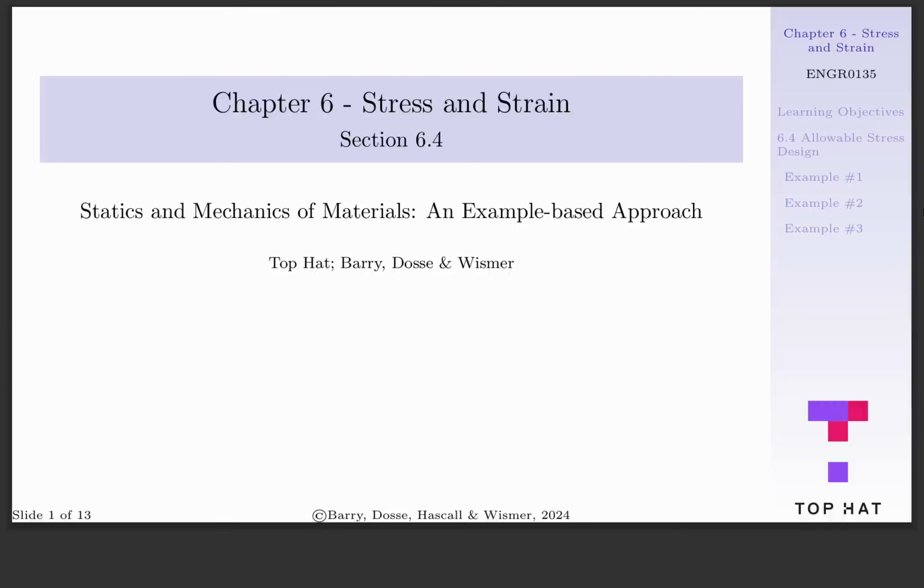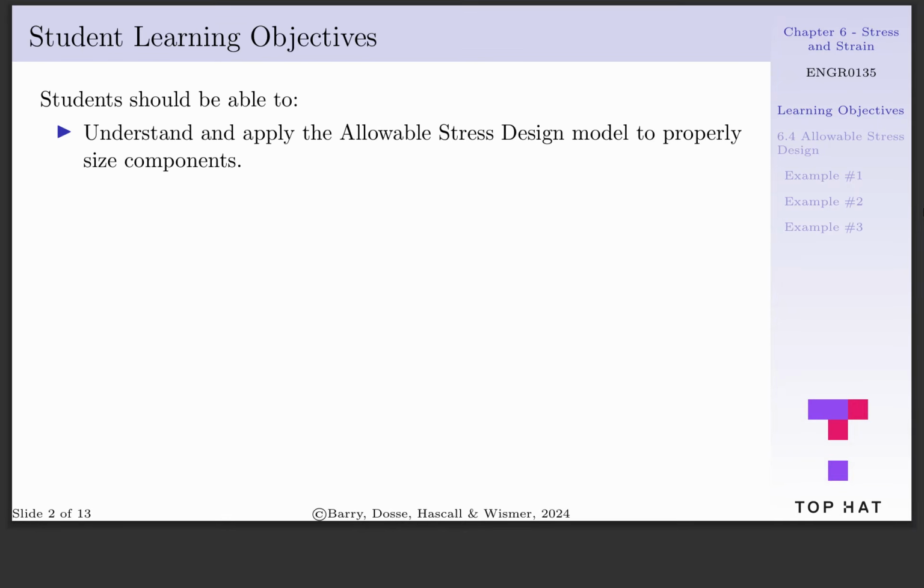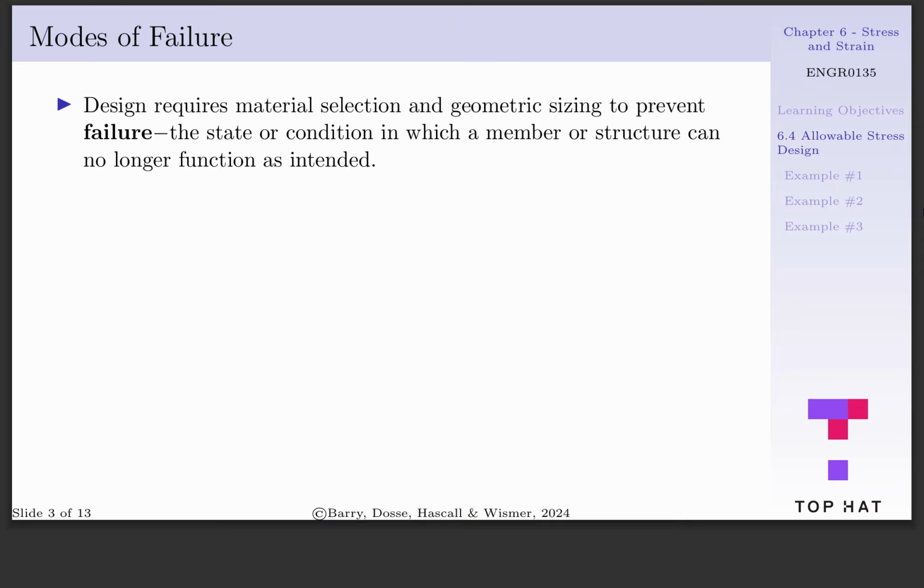This lecture covers section 6.4. At the end of today's lecture, you should be able to understand and apply the allowable stress design model to properly size components. When we design something, we select materials and component sizes to prevent failure, which is the state or condition in which a member or structure can no longer function as it was intended to.